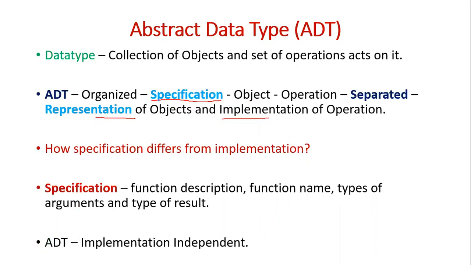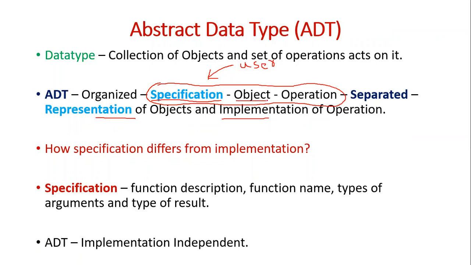Okay, so why should it be separated? It should be separated because the specification of the object and the specification of the operations performed on the object are from the user perspective. A user who is using a particular data type wants to know what that particular data type is, what it means, and what typical values it can take. So that is called specifying that object.